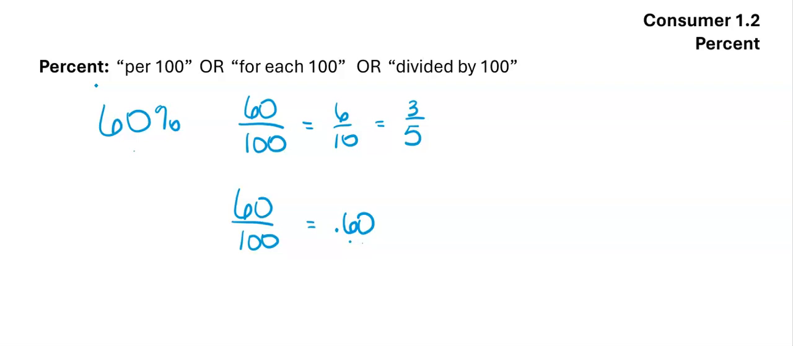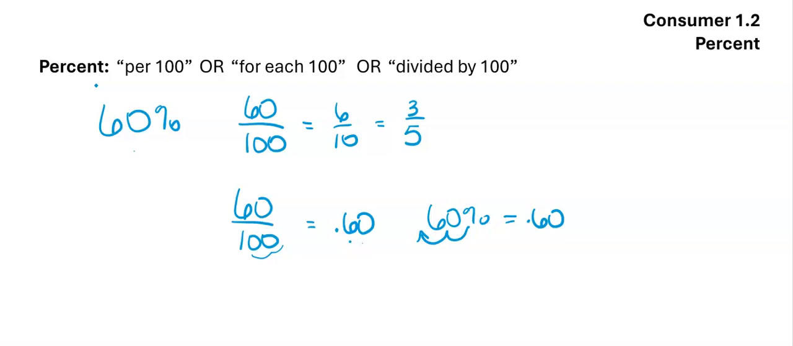Another way to think of it is percent means divided by 100. And when you divide anything by a factor of 10, you're going to move the decimal to the left as many zeros as there are. So when you divide 60 by 100, there are 2 zeros in 100. And so you could say 60% is the same as moving the decimal 2 places to the left, because you're dividing, to make it 0.60. Or just 0.6 is fine as well.